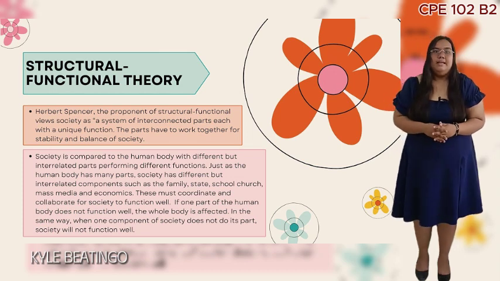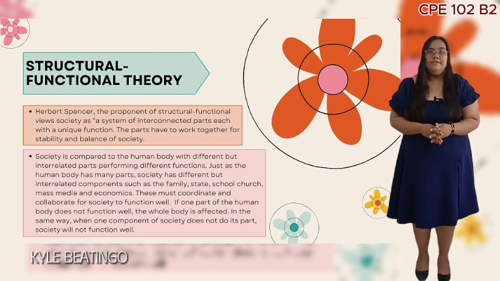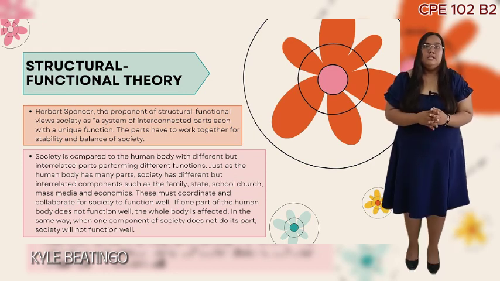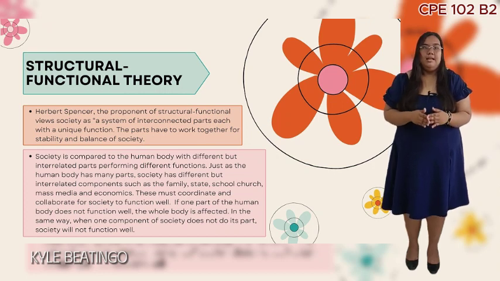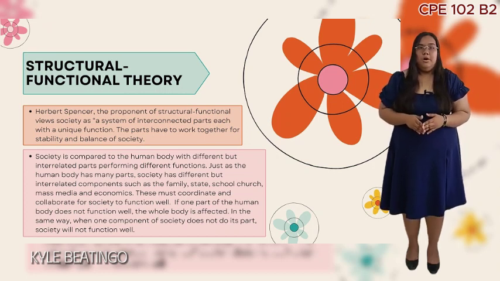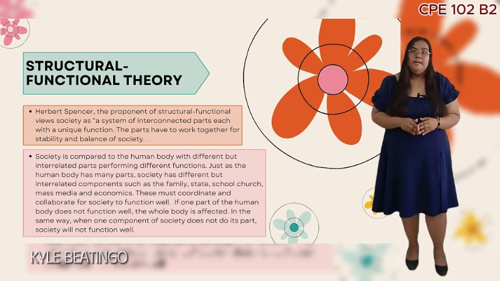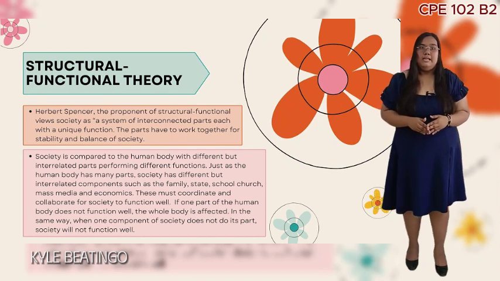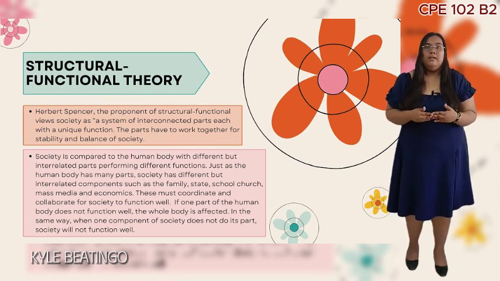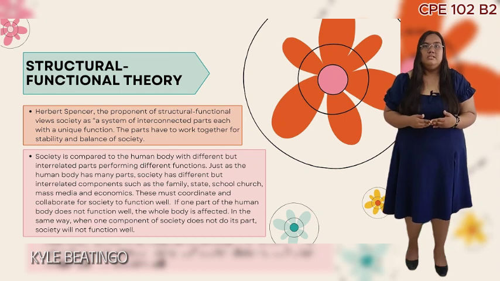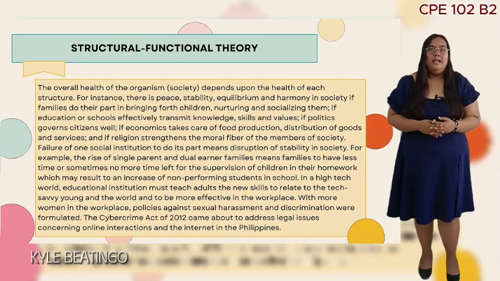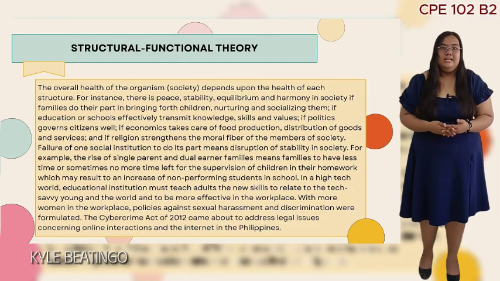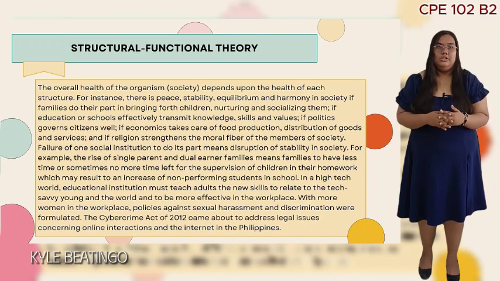Just as the human body has many parts, society has different but interrelated components, such as family, state, school, church, mass media, and economics. These must coordinate and collaborate for society to function well. If one part of the human body does not function well, the whole body is affected. In the same way, when one component of society does not do its part, society will not function well. The overall health of the organism or society depends upon the health of each structure.